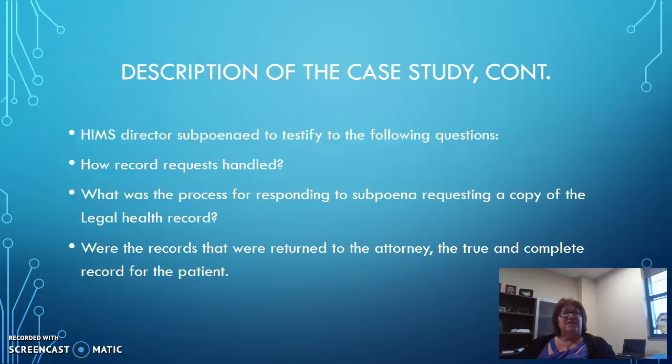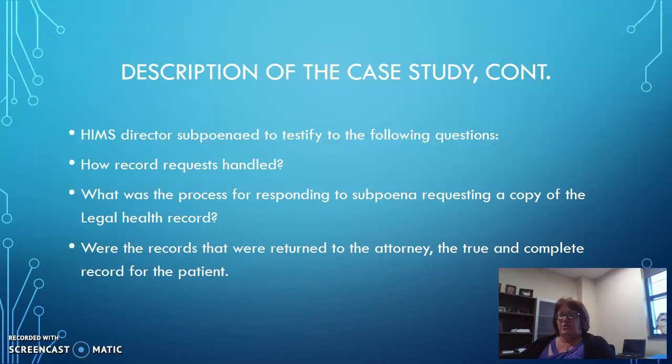So what is the process for responding to a subpoena? The medical records department knows it's a legal process, and they know that they're supposed to respond to a subpoena by providing the medical record as it's kept by the hospital.